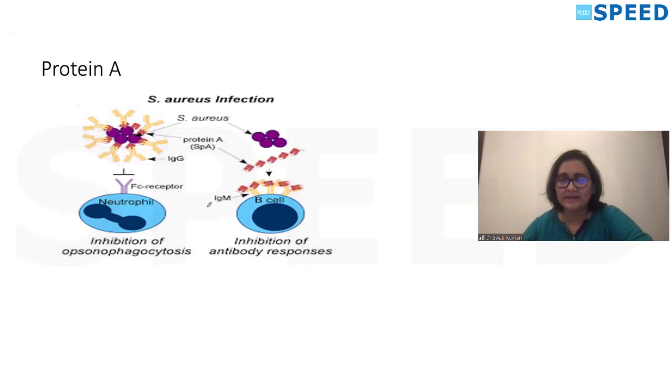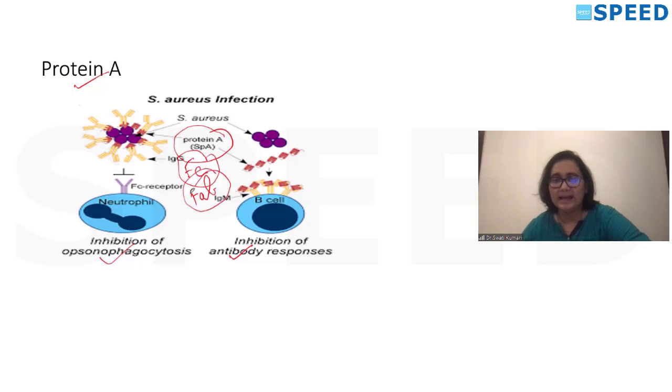Protein A, as we have seen in the previous slides, is one of the important virulence factors of Staphylococcus. What does protein A do? It inhibits antibody response and inhibits phagocytosis of the Staphylococcus. So what this protein A does is it goes and binds to the Fc receptor, and so the Fab receptor will be free to bind other antigen.